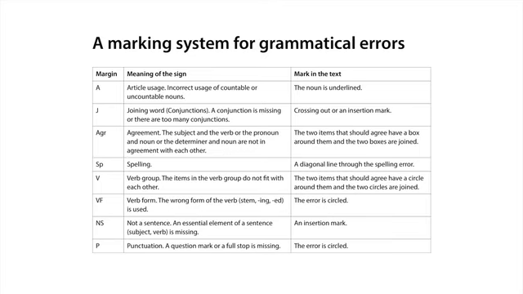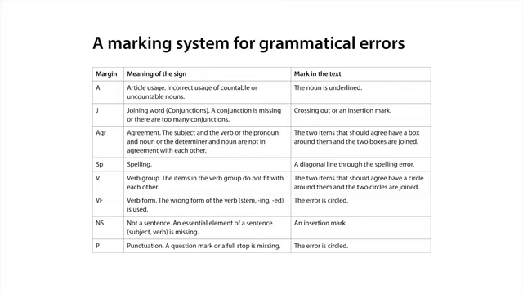So we can see in the marking system we have the letters A, J, or AGRA, or SP, or V, VF, and these are short forms for grammatical features. So A stands for article usage. The learners need to understand that because they might think that A means that their work is terrific, of A quality level, but actually it means that they've made a mistake with the use of countable and uncountable nouns.